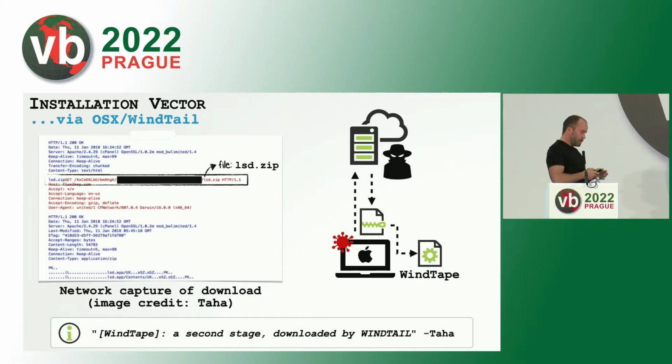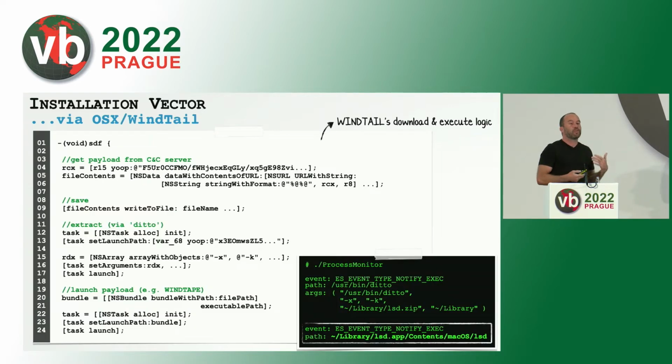implant. So as we can see on the slide, we have a PCAP, and here we can see that the second stage malware, which is WindTape, which we're going to be talking about today, is actually downloaded, as I mentioned, by WindTail. If we reverse engineer WindTail, this first stage implant belonging to the WindShift APT group, we can see that it does contain logic to download a zip archive, for example, WindTape. And then we can see on the slide, it will be decompressed and then executed.